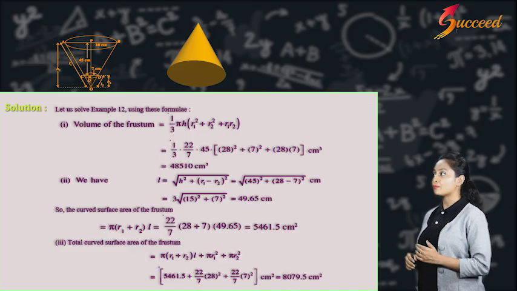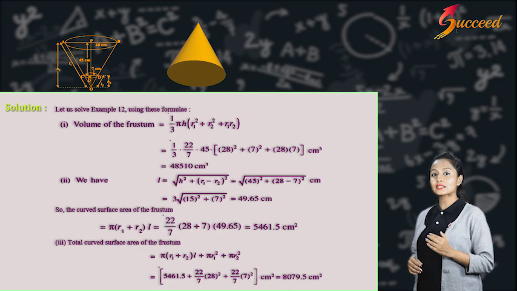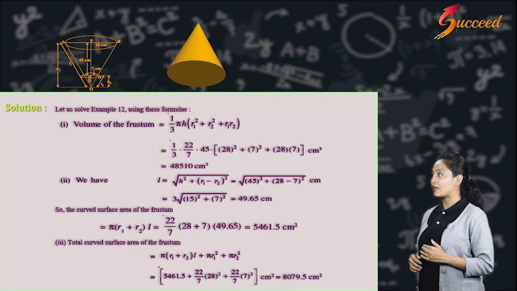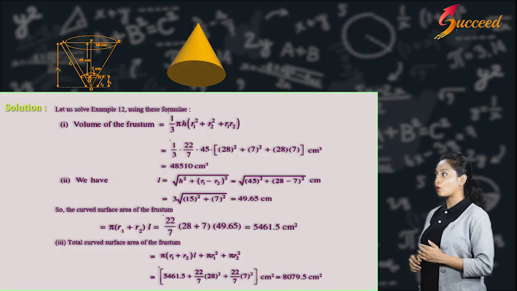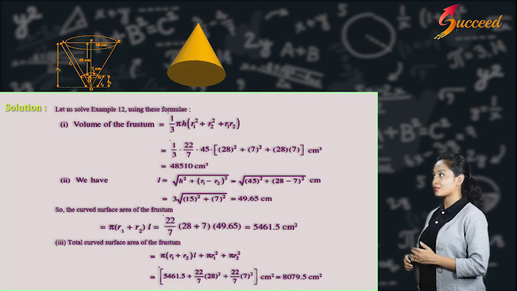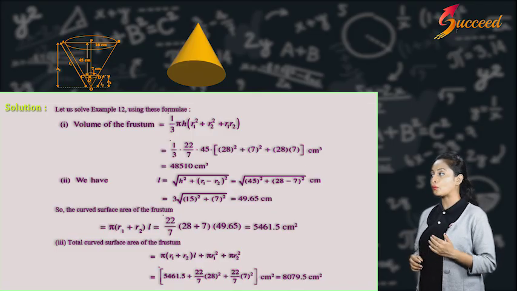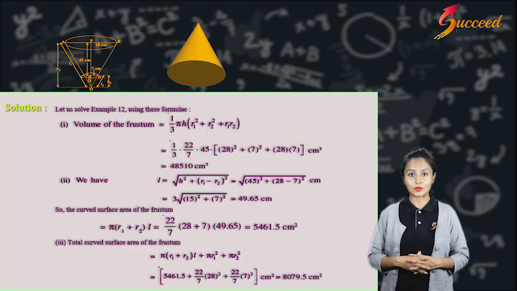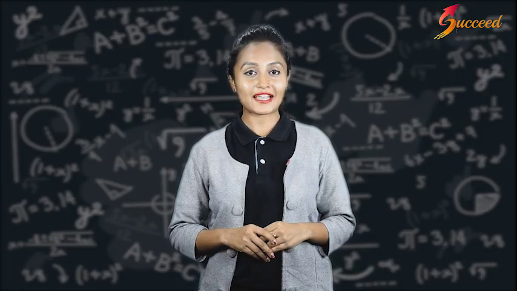Moving on to the next sub question, which is to calculate the total surface area of the frustum. This can be given by the formula pi into r1 plus r2 into L plus pi r1 square plus pi r2 square. On substituting the respective values, we get 5461.5 plus 22 by 7 into 28 square plus 22 by 7 into 7 square. On resolving, we get 8079.5 centimeter square.